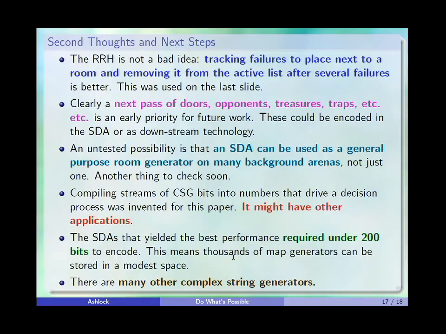That tends to keep the placement of rooms near the surface of the growing structure. Clearly, the next pass of doors, opponents, treasures, traps, etc. is an early priority for future work. And we could put those in the self-driving automata because it can keep making decisions about a room. Or it might be better to do it downstream by stealing ideas from EvoStar, which has this huge track on architecture that tells you not only how to lay out rooms, but how to figure out which one's the master bedroom, ogre, or walk-in closet, treasury, whatever.